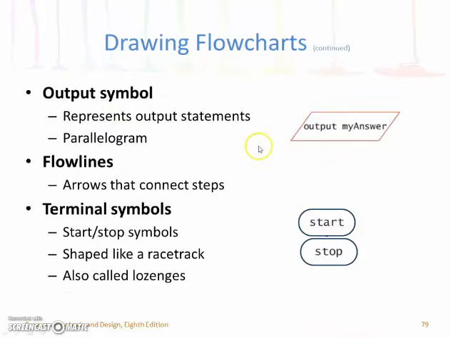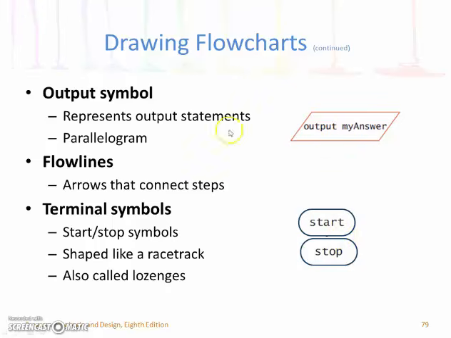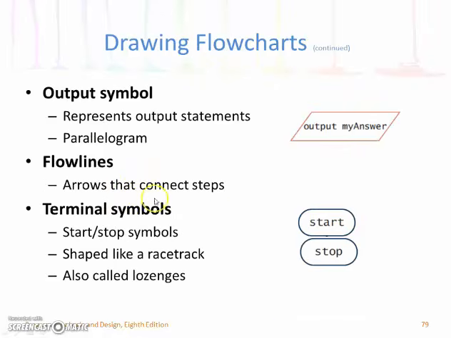My output symbol is the same as my input symbol. It is a parallelogram, and it represents our output statements. Our flow lines, which are the arrows, a line with an arrow, show our direction, and this connects our steps. Our terminal symbols are start, stop, begin, end.